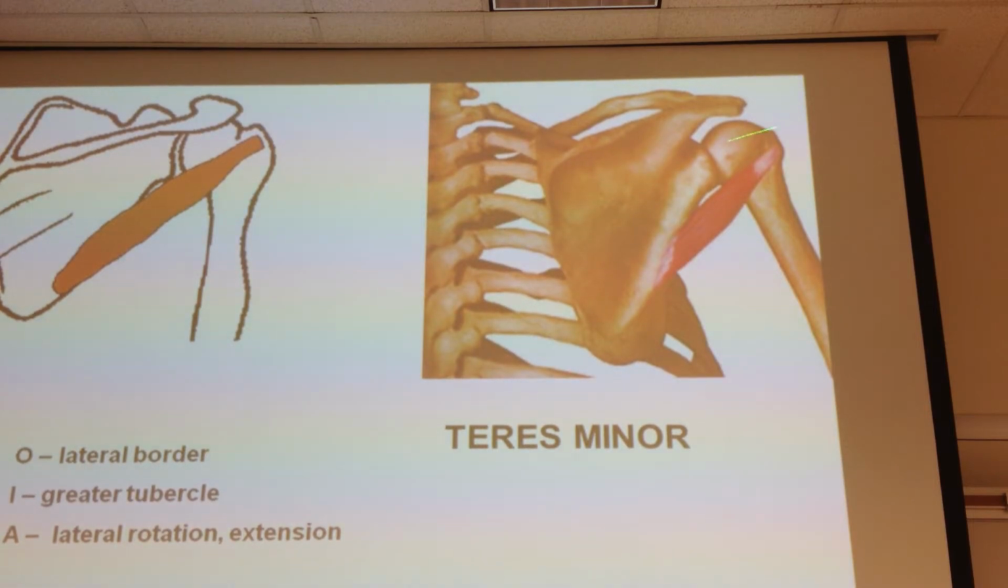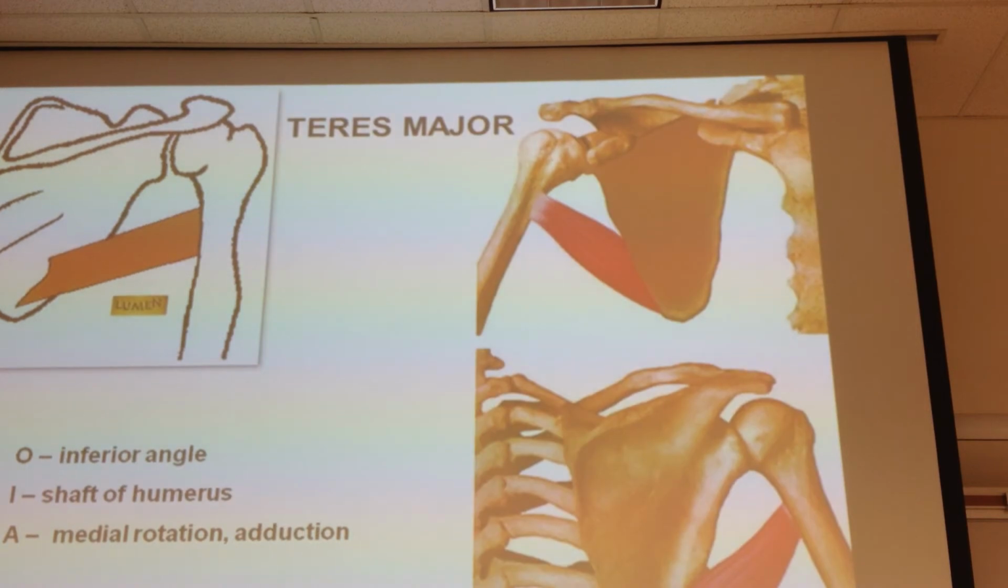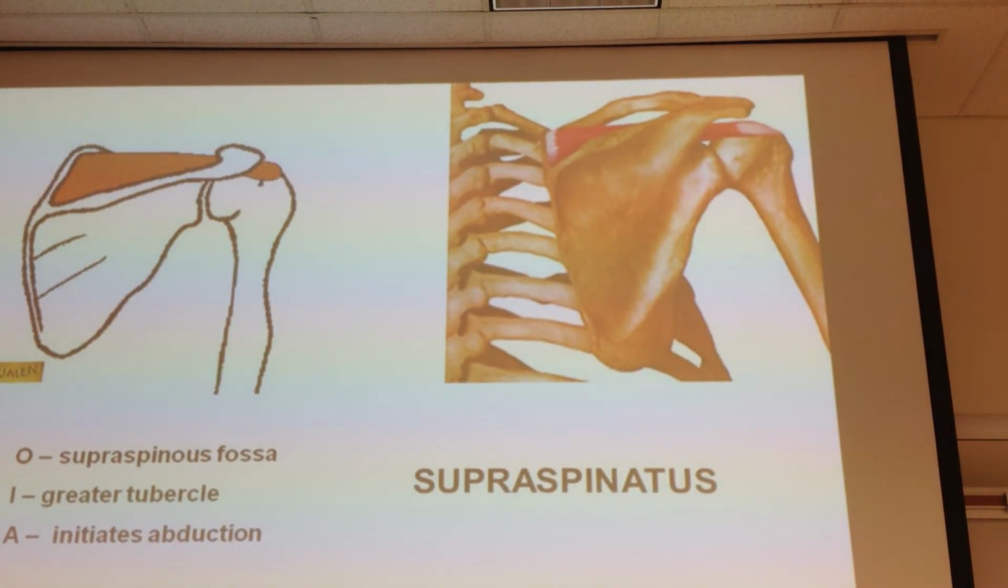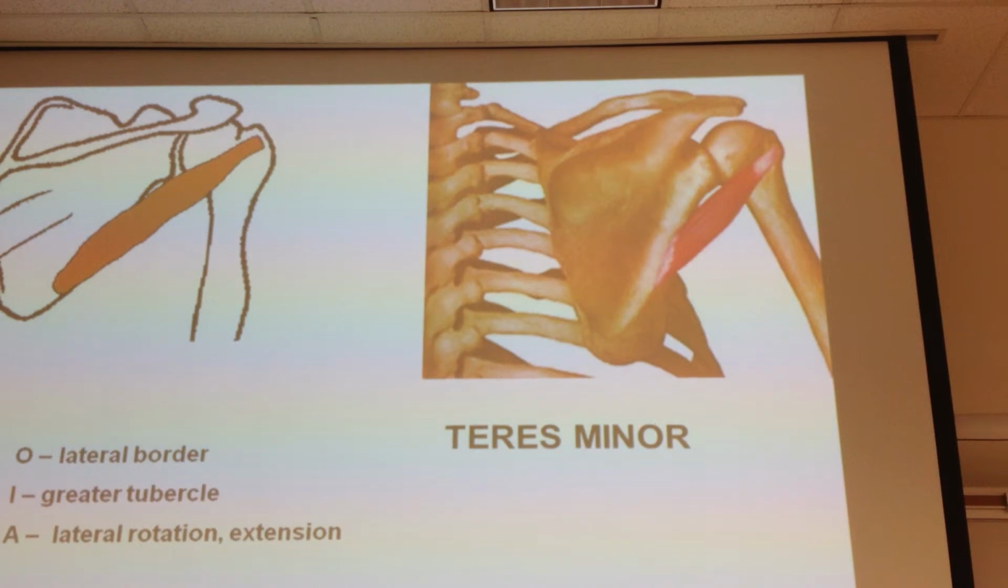Infraspinatus and teres minor are also important in doing lateral rotation. Remember, lateral or external rotation is taking the humerus and rotating it on its length. That's why I have my elbow flexed, so you're not thinking I'm doing supination and pronation. This would be external or lateral rotation, this would be internal or medial rotation. And all 3 of these muscles insert on the greater tubercle.